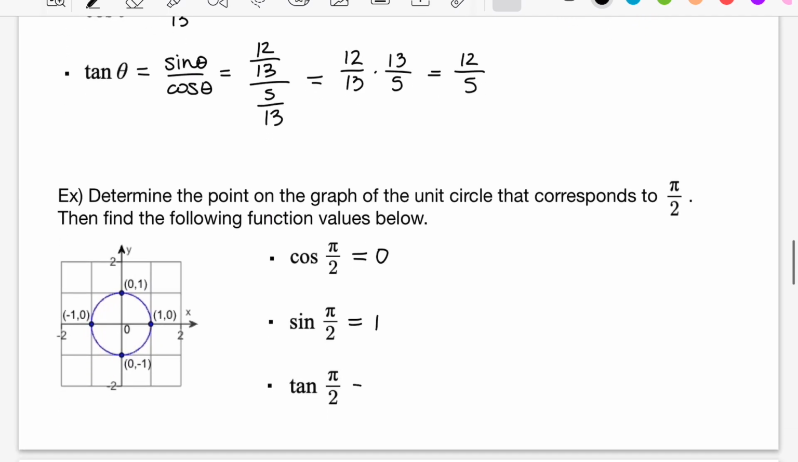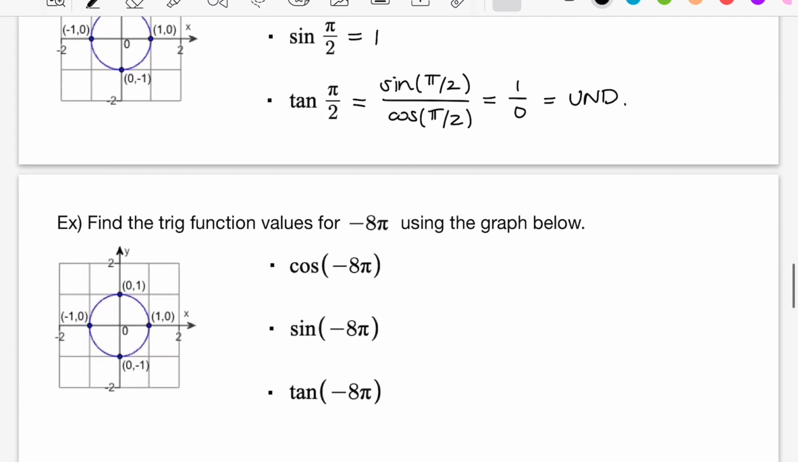Now our tangent of pi over 2 is just going to be sine of pi over 2 divided by cosine of pi over 2. So this is 1 over 0. Remember, we can't divide by 0, so this tells us that tangent of pi over 2 is going to be undefined.